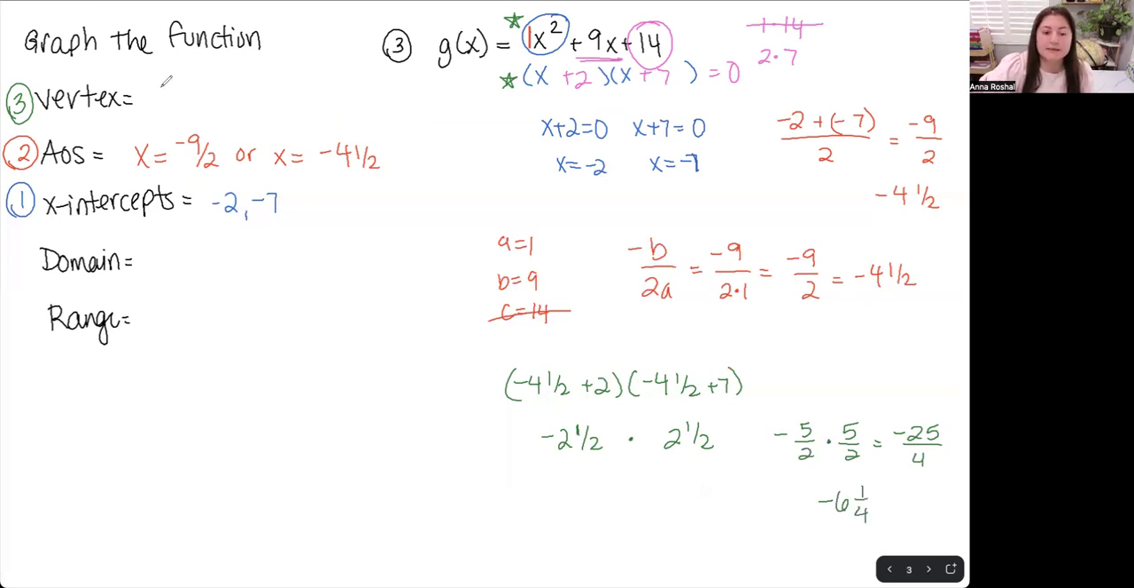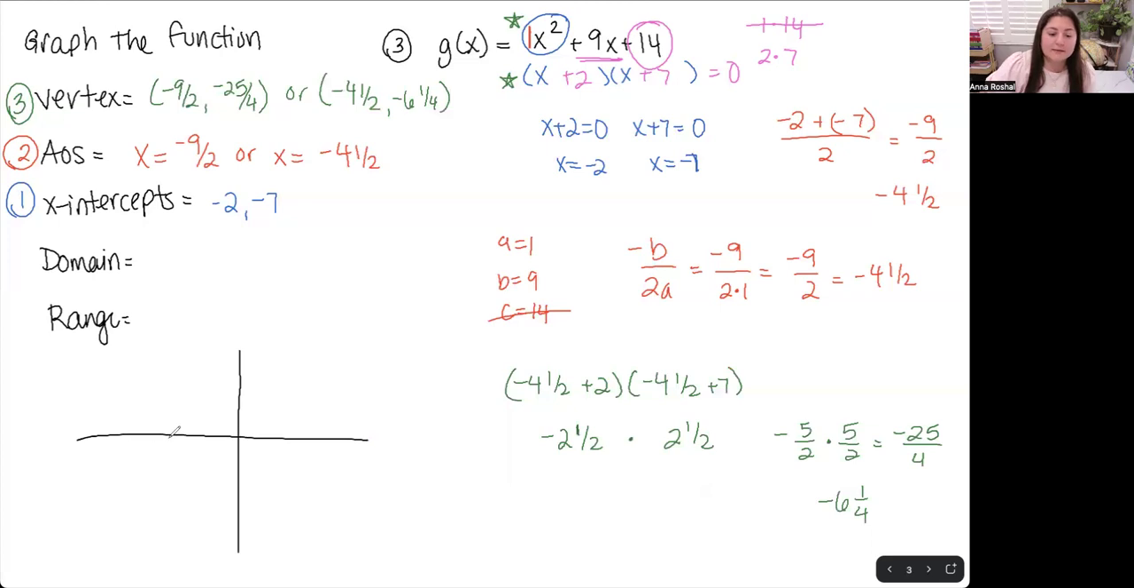So again, we can say our vertex is -9/2, -25/4. Or we can say that it is -4.5, -6.25. Now, when we are graphing these, they're not so terrible if we just go in and say, okay, here is -4.5, here is -2, here is -7. So long as we're kind of in the same boat of where we are, right? And then here we're going to put in -6.25.